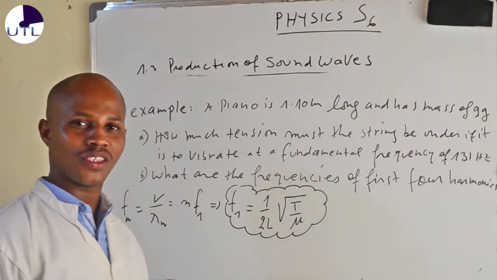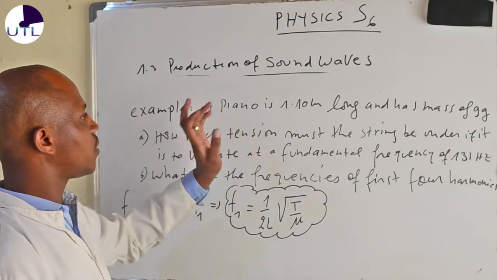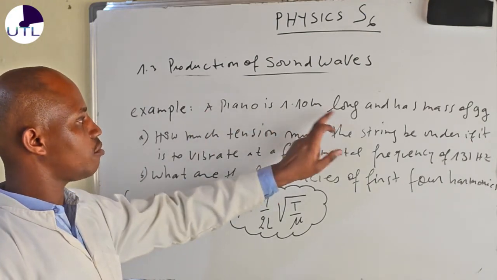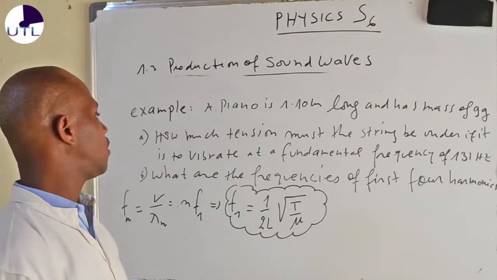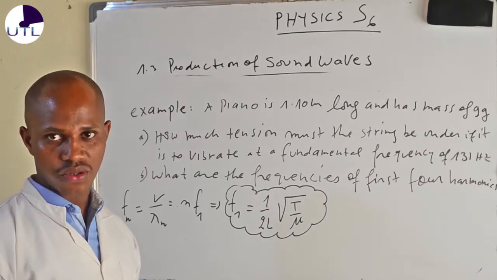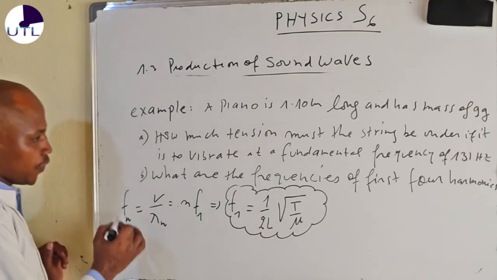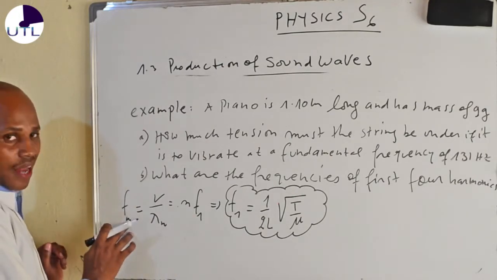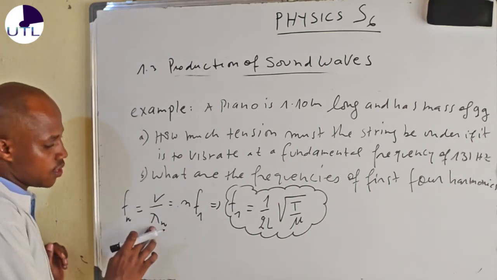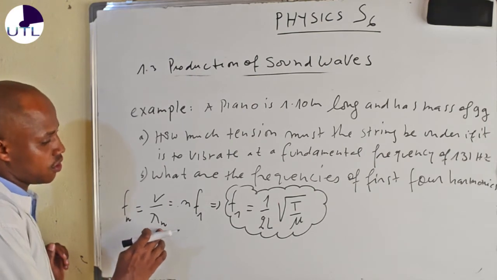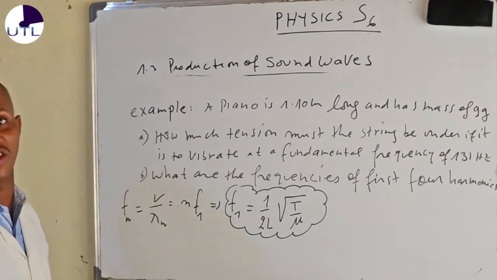Great. Don't you see that for this case, a piano string 1.10 meter long, is an example of a vibrating string? Of course. So let me remind you the fundamental formula for this case. The frequency of the nth harmonic is equal to the speed over the wavelength depending on the number of harmonics, which is equal to n times F1. But you may ask yourself, what is F1?